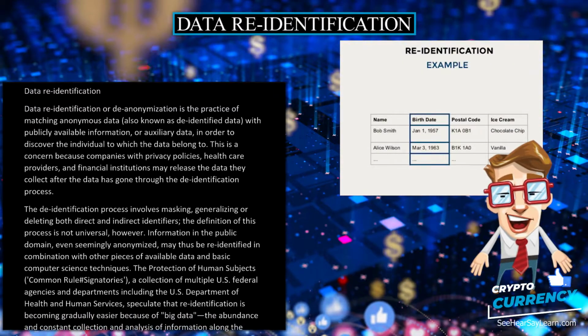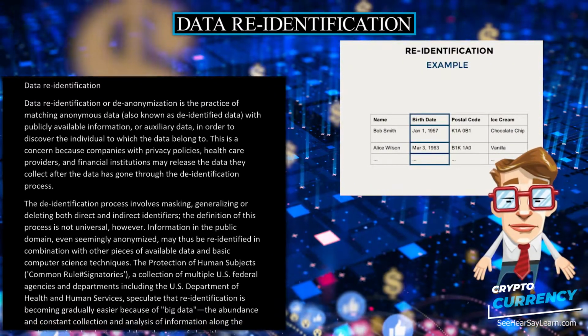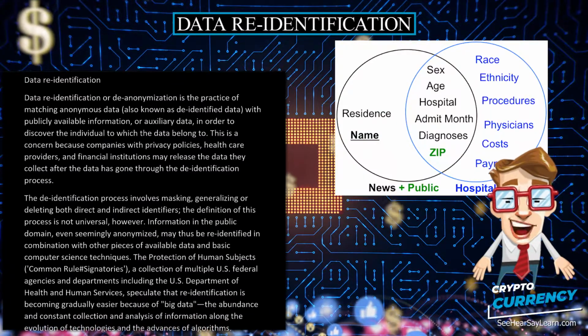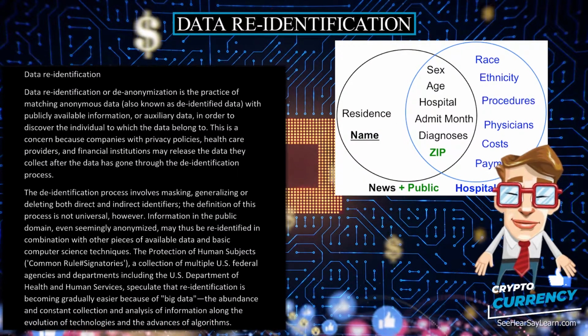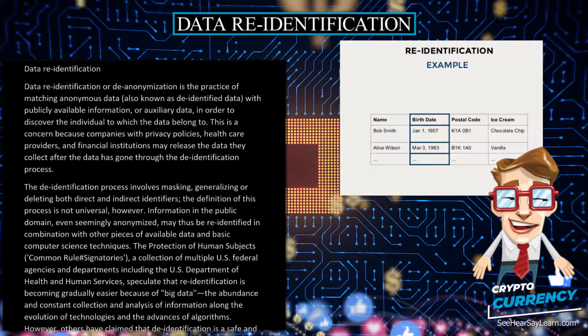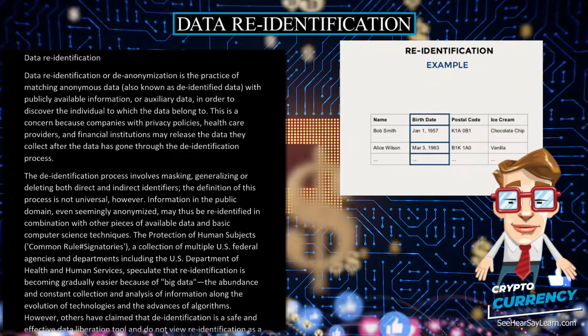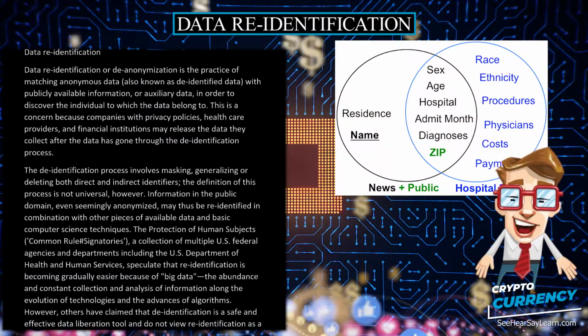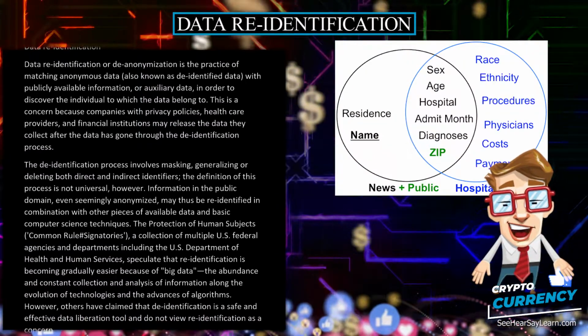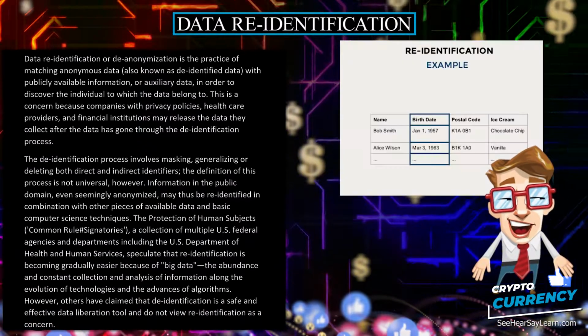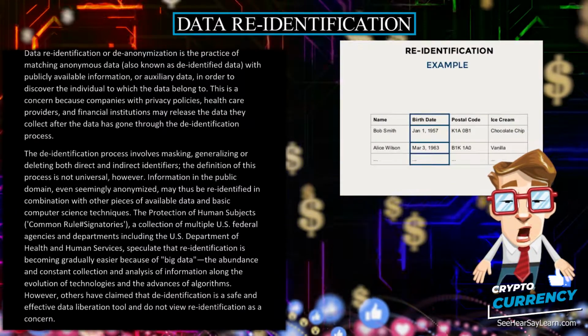The de-identification process involves masking, generalizing or deleting both direct and indirect identifiers. The definition of this process is not universal, however. Information in the public domain, even seemingly anonymized, may thus be re-identified in combination with other pieces of available data and basic computer science techniques.